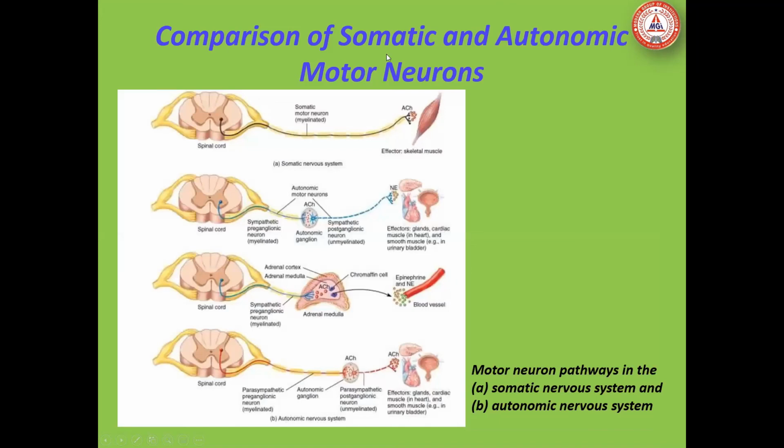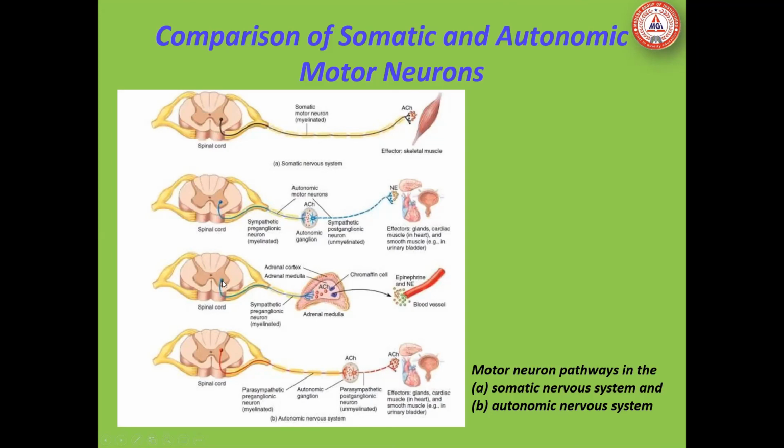Now, if we compare the somatic and autonomic neurons, in the somatic system a single neuron produces its effect directly on the effector cell. Whereas in the autonomic system, we have the preganglionic neuron and the postganglionic neuron, two neurons with an autonomic ganglion. The preganglionic neuron is covered with a myelin sheath, whereas the postganglionic neuron is not. In the somatic nervous system, the effector cell is always skeletal muscle. Here, the effector cell may be a gland, cardiac muscle, or smooth muscle.